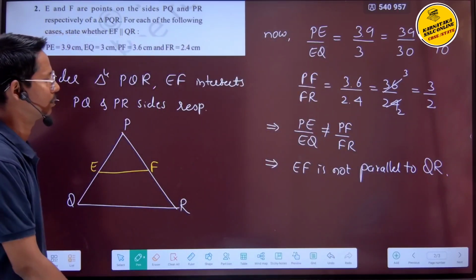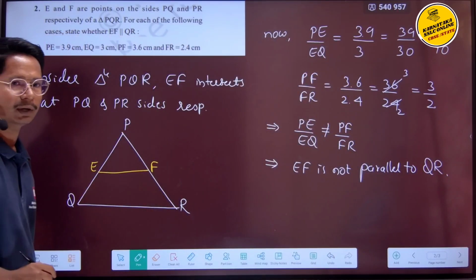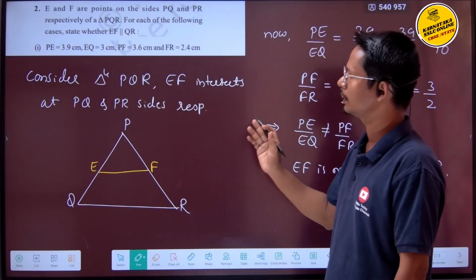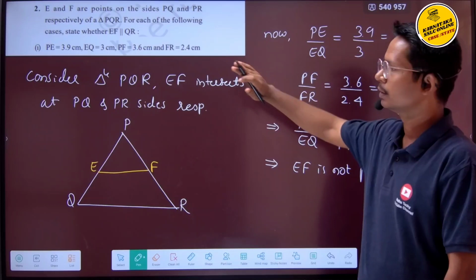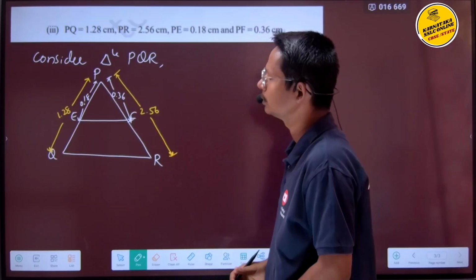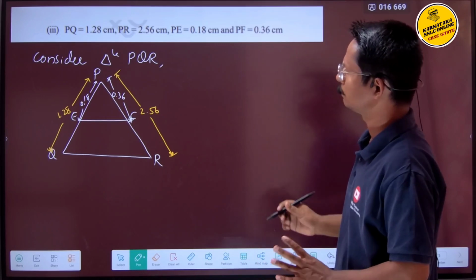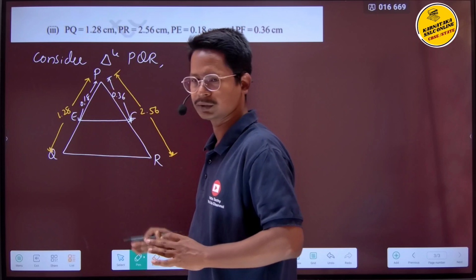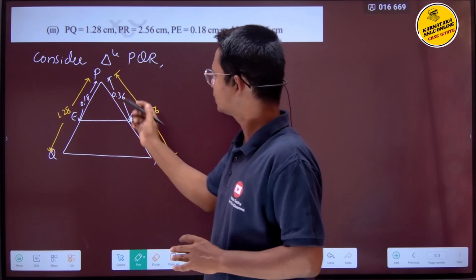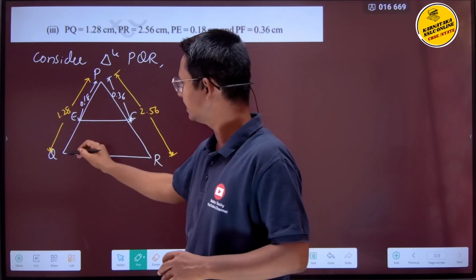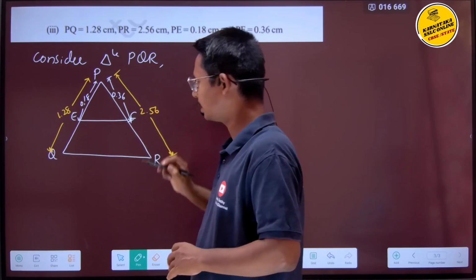This is how you have to do it. Okay, we'll see the next one. I have selected some questions: the first bit and the third bit. Fine. We can solve by two methods. First one, we will make use of the ratios, like PE by EQ and PF by FR. But here EQ and FR are not given.